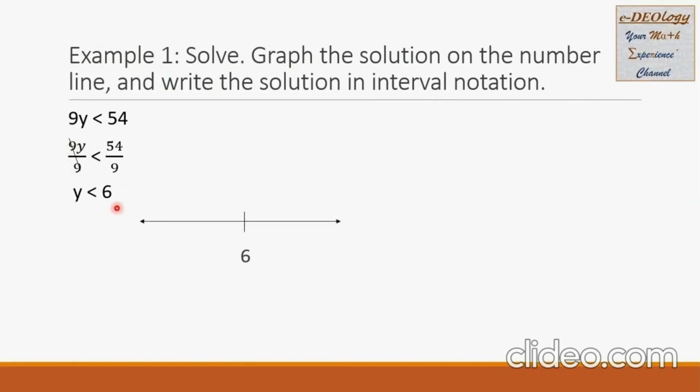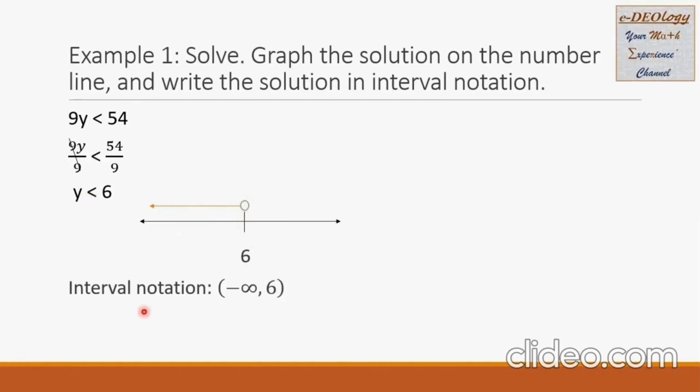For our graph, first we're going to draw the number line, and we will put the number 6 anywhere on the line. Our inequality says here y is less than 6. So it means all numbers less than 6 are those numbers that are on the left of this number 6. So this is our arrow. And since the number 6 is not part of the solution, we put a hole on top of the number 6. So this is now our graph.